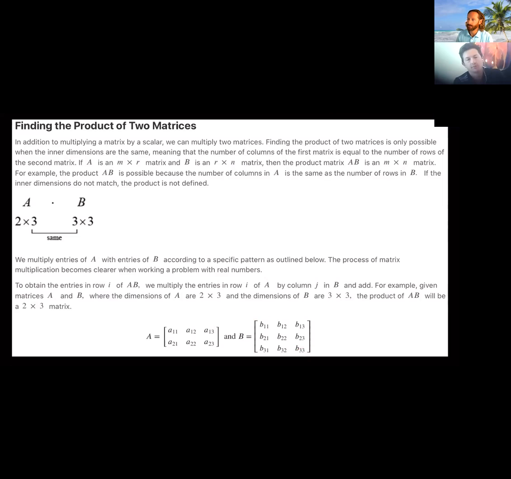There's a few rules. And the rules are that the insides of these things, whether we have a 2x3 or a 3x3, that's how we read these, the insides have to be the same. And by the way, whatever's left on the outsides, that's what will be the result.